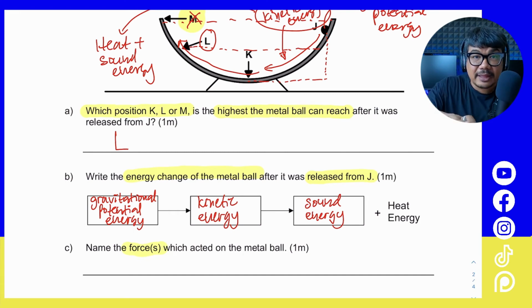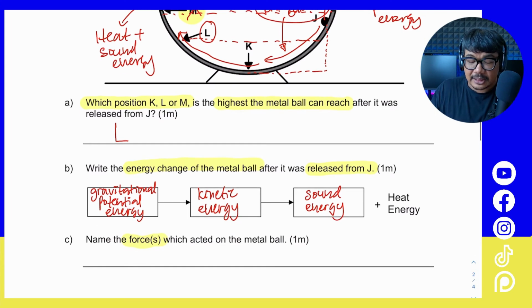So be very careful. There are some students who get very, very careless and they start to write about energy instead of forces here. So don't be like that, because it's going to be very sad that you lose your marks because of using the wrong concept. So name the forces acted on the metal ball. 1.